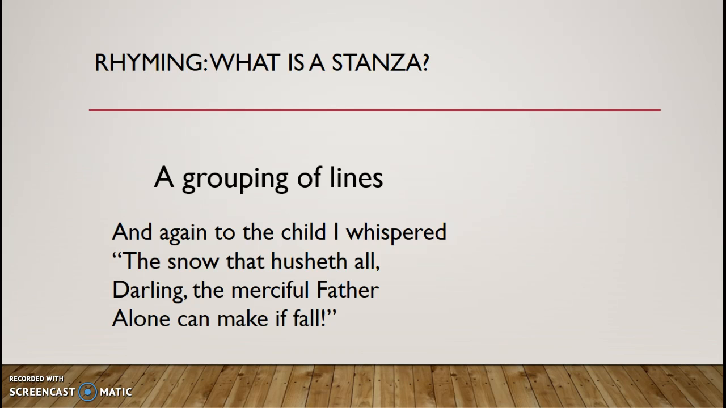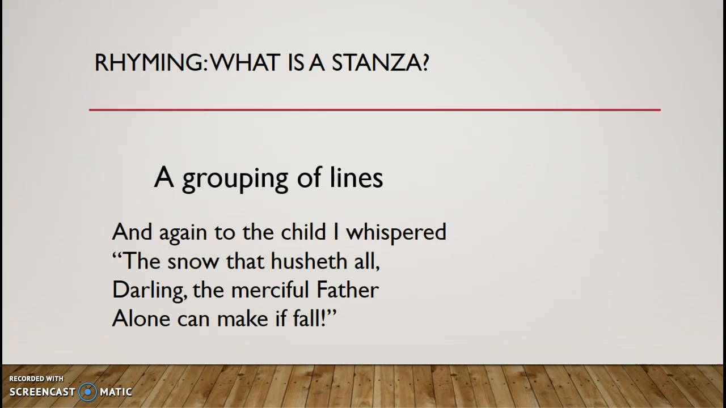identify rhyming. So we have, "And again to the child I whispered, the snow that husheth all, darling, the merciful Father alone can make it fall." On the sheet of paper that you have in front of you, I'd like you to put number 1 and write down for me the 2 words that rhyme in this stanza.